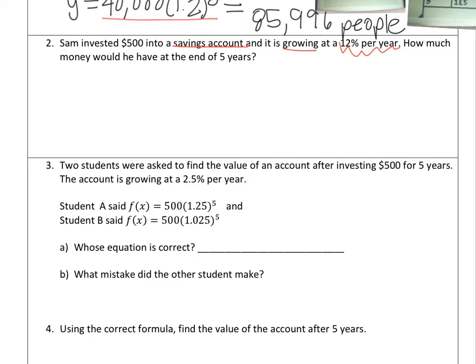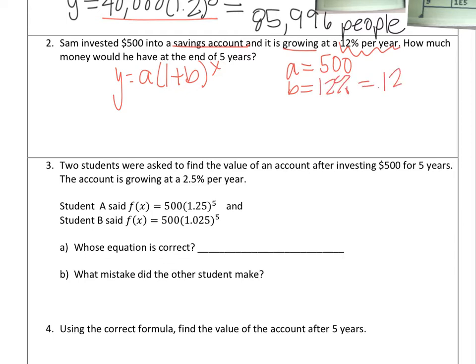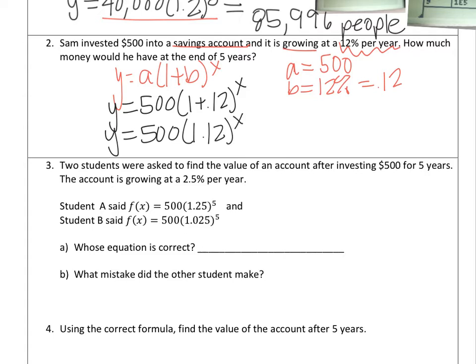So I know I'm going to be looking at y equals a times 1 plus b raised to the x. Okay, so my amount of money, my initial value is $500, and my interest rate is 12%, which as a decimal is 0.12. So the function that would represent this would be y equals 500 times 1 plus 0.12 raised to the x power. Or if you simplified it, y equals 500 times 1.12 raised to the x power.